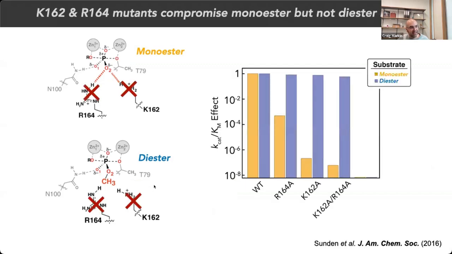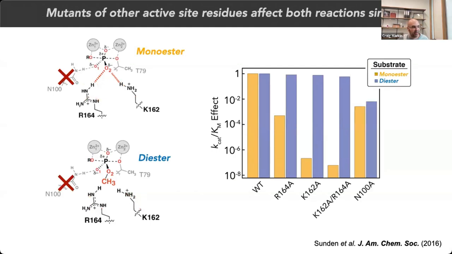And consistent with this, mutations to K162 and R164 alone or together decrease the monoester rate relative to wild type, which I'm showing here in yellow, but leave the diester rate unchanged. This is shown here in blue, and you can see there's no change from wild type. And that basically, because these two residues can't help the diester reaction because they can't donate hydrogen bonds to that methyl group, when we remove them, there's no effect from this substrate. And that's consistent with the model I just told you about.